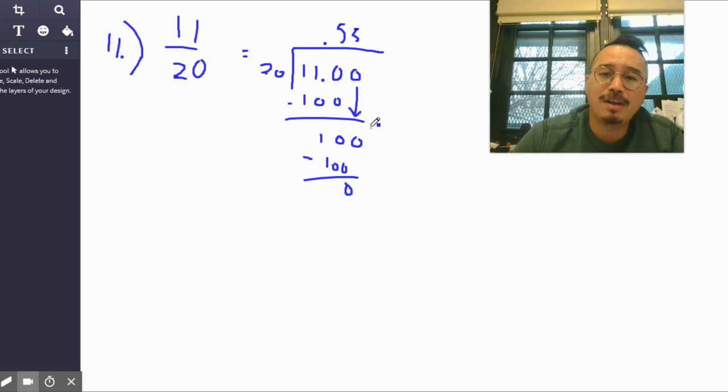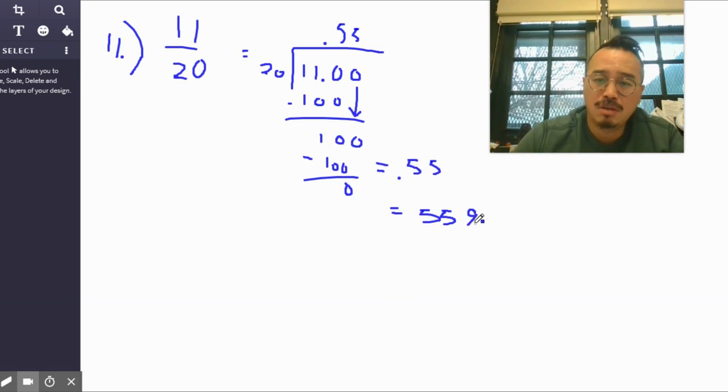Now, 0.55, right? So 0.55, that's good. We got the decimal. Do you guys know what the percent is for 0.55? Yep, you move the decimal twice to the right, and that will give you 55%. Okay, and that's that. All right, so let's find another question.